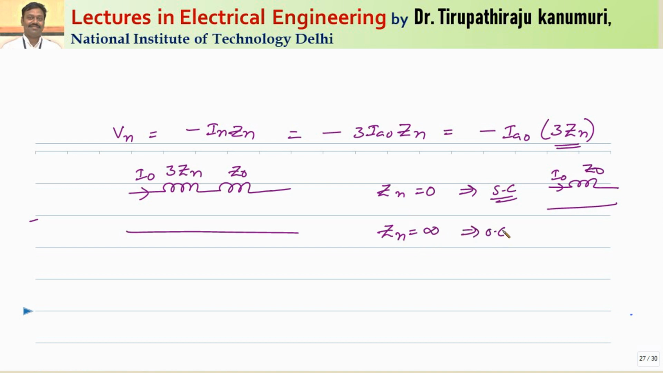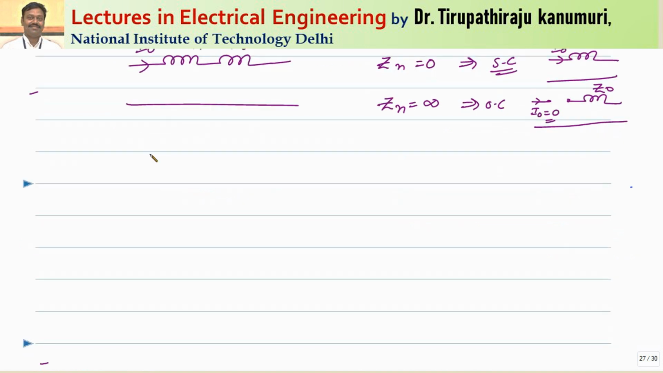When Zn becomes infinity, this will act as an open circuit. So your connection will resemble like this. This is my value of Z0 and this is my connection. So it is acting as an open circuit. Automatically, when it is open circuit, I0 will be equal to 0. Let's try to analyze this one, then we will proceed further.